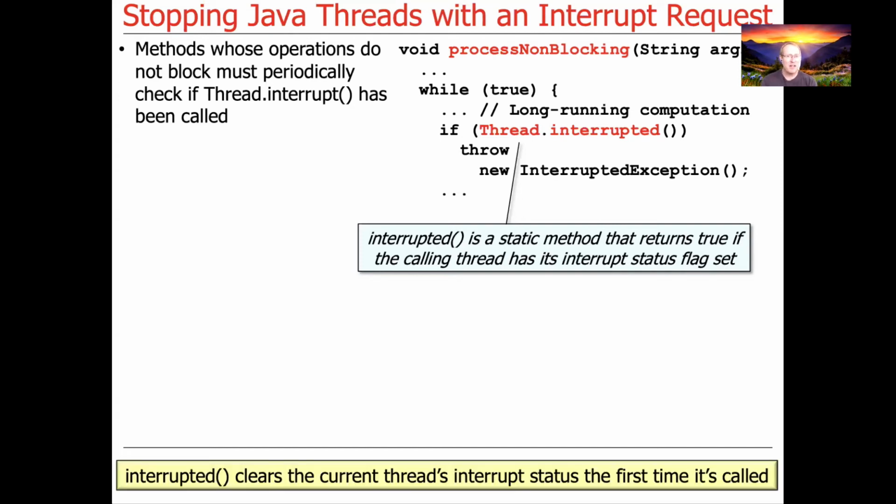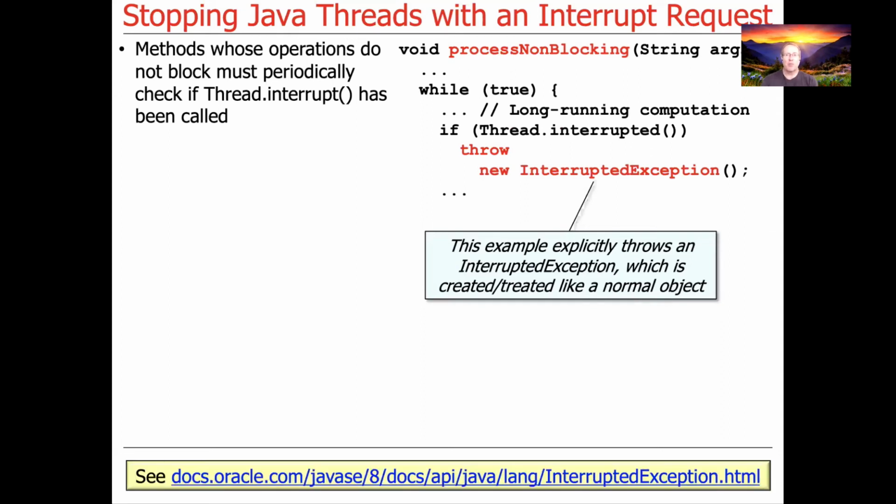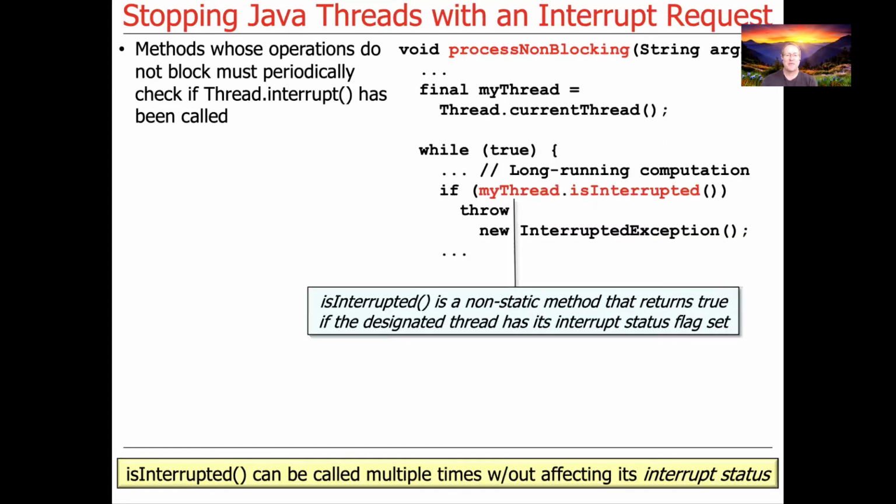Notice that this method has a side effect of clearing the interrupt status the first time it's called. So you call it once, it returns true or false, and it has the side effect of clearing that status flag. This particular example will also throw the interrupted exception, which is treated like a normal object up the stack of exception handling. You can see more about that here at this link.